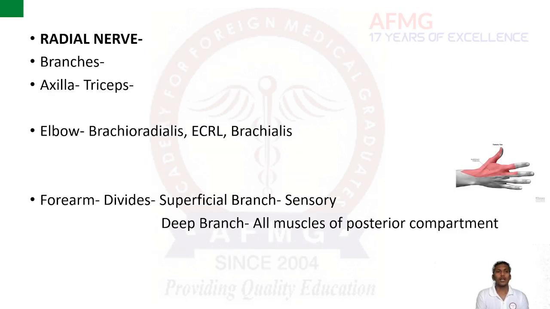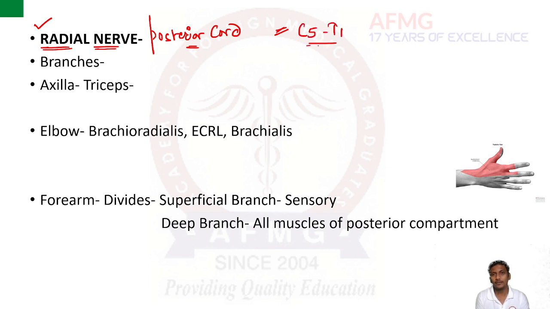Moving further, talking about the important nerve, that is your radial nerve, which is a major branch of your posterior cord. So please remember, radial nerve arises from your posterior cord. And what is the root value? The root value of your radial nerve would be from C5 till T1. That means it has contributions from all the nerve roots, C5, C6, C7, C8 and T1. That is the reason why it is the largest nerve out of all. So please remember, the largest nerve of the brachial plexus is your radial nerve.